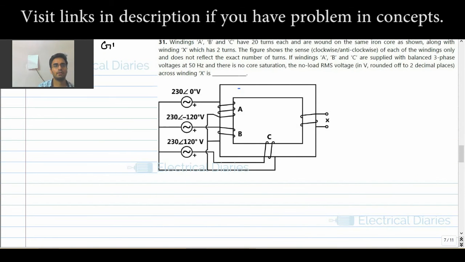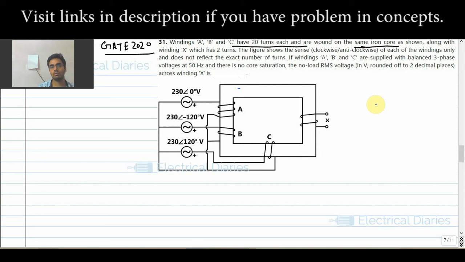Okay, GATE 2020. Windings A, B, C have 20 turns each, and are wound on the same iron core. This is important, as it will help us to calculate the net flux. When you are winding on the same iron core, the flux in the core is the same, so the flux linking the windings is also the same.